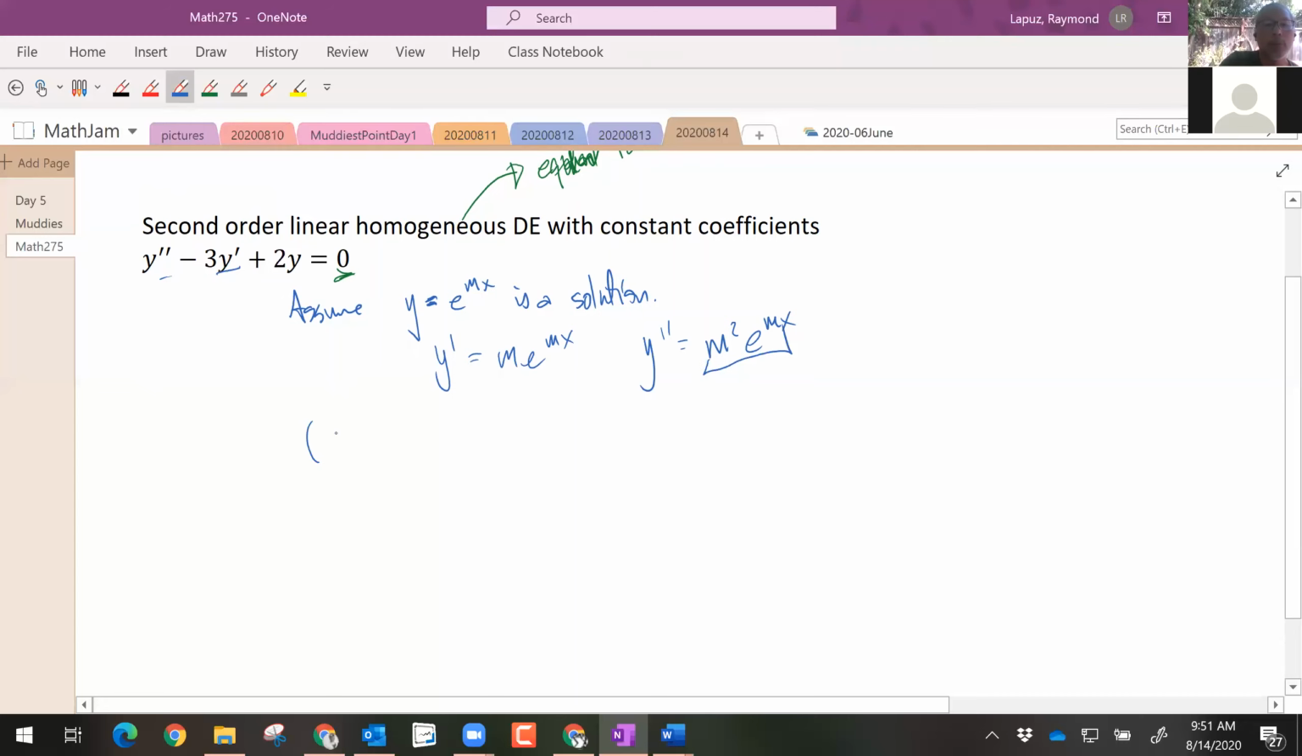So I have y double prime, which is m squared e to the mx, minus 3 times y prime, plus 2 times y, and that's equal to 0. And what I would notice here is that e to the mx is common to all of the terms, and then all I would have left is m squared minus 3m plus 2 equals 0.